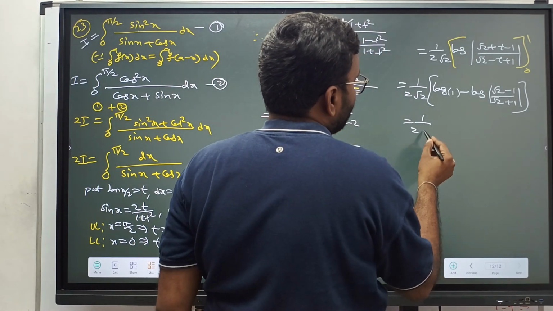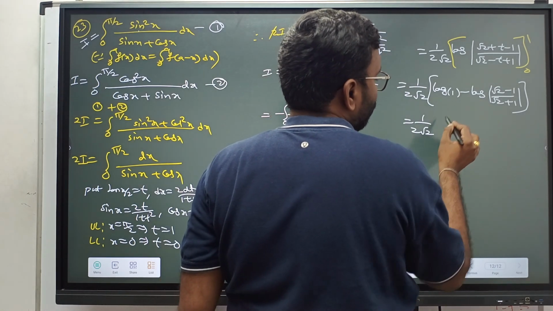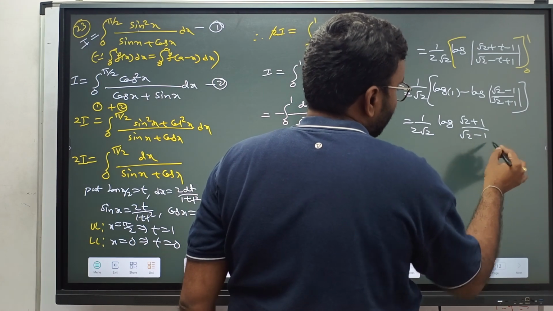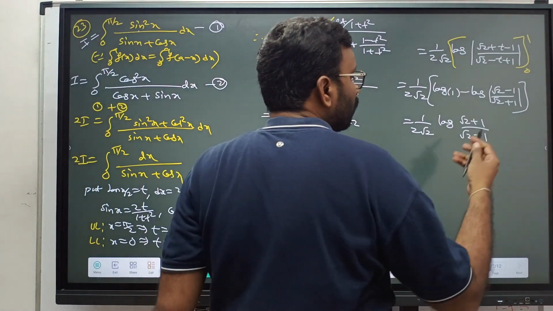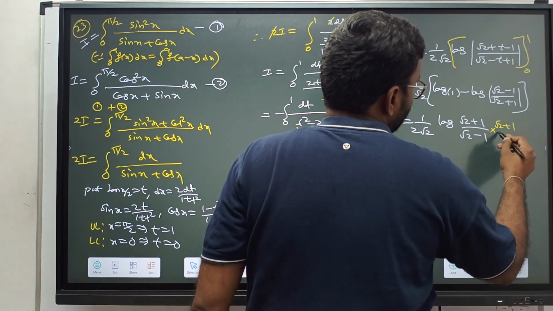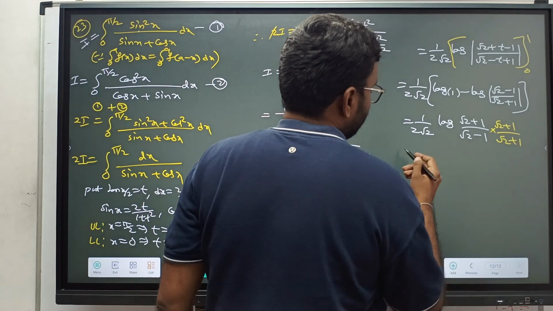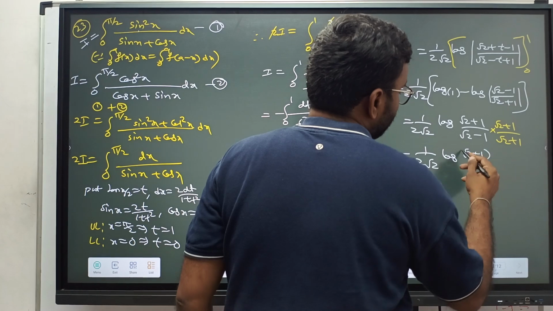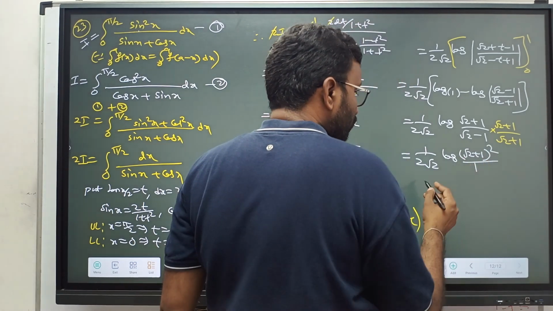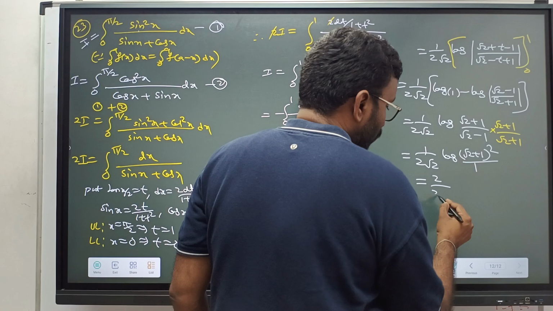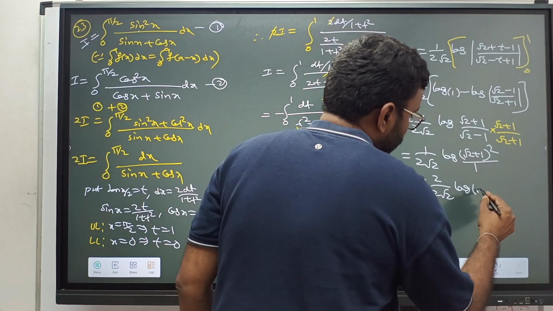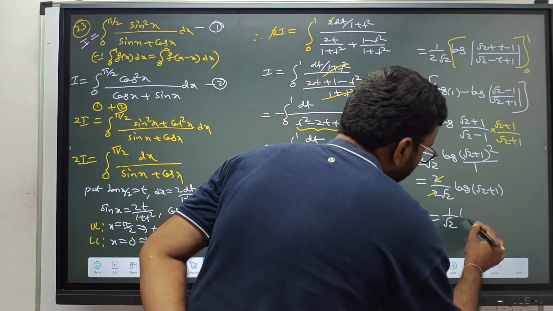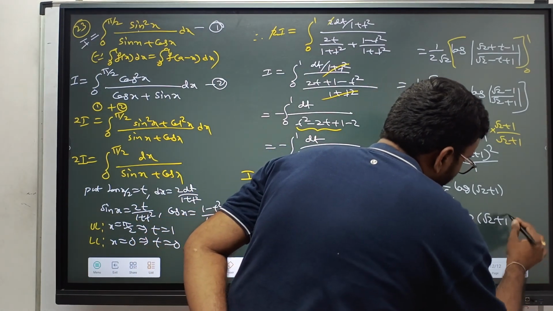Now this is equal to 1 by 2 root 2, this will be 0, and to make this positive I am writing log of root 2 plus 1 by root 2 minus 1, since a by b becomes b by a. Now rationalization, that is root 2 plus 1 by root 2 plus 1, so it will become 1 by 2 root 2 log of root 2 plus 1 whole square by 1. Take the power to this side, that is 2 by 2 root 2 log root 2 plus 1, which is 1 by root 2 log of root 2 plus 1.